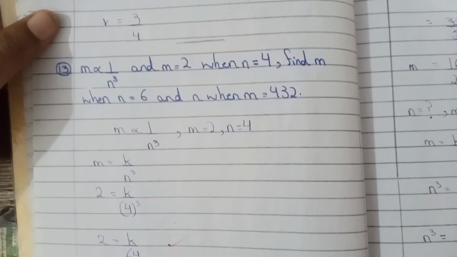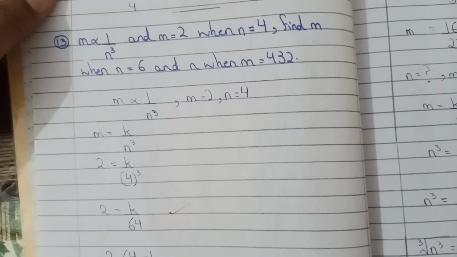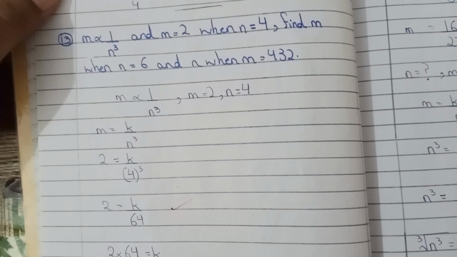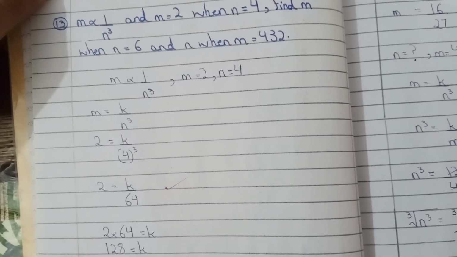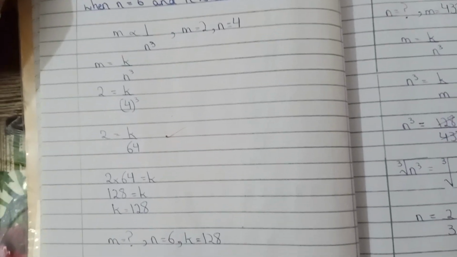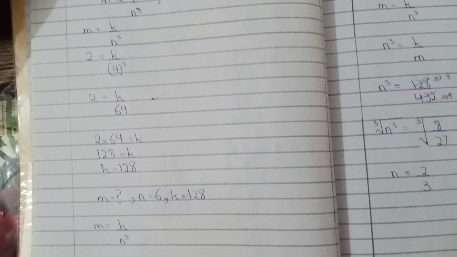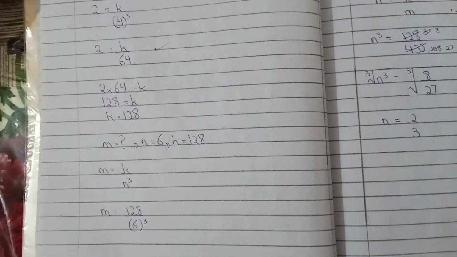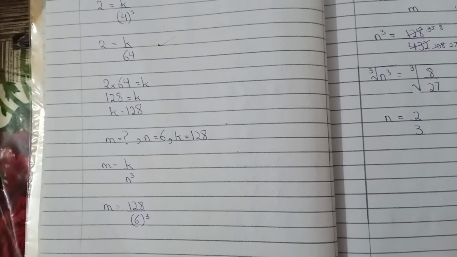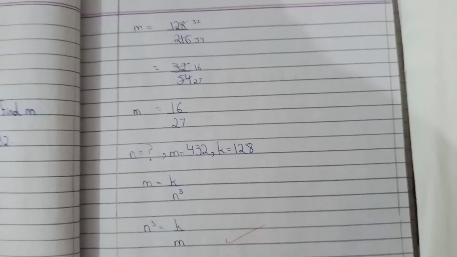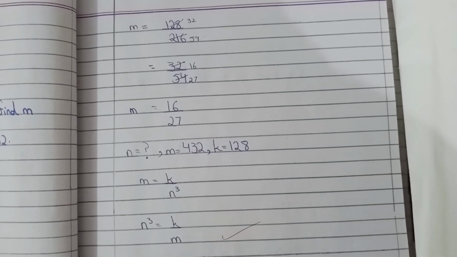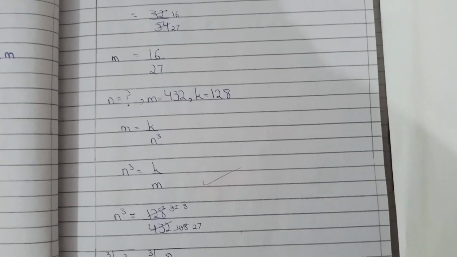m is inversely proportional to n cube, so we can write m is equal to k over n cube. Values are given, m and n. By putting these in the equation, we have got k is 128. Then n is given 6, k is 128. We have put these values in the equation, m is equal to k over n cube, and then we have got m is equal to 16 over 27 after doing the cancellation. In the next part, m is 432, k is 128 calculated.